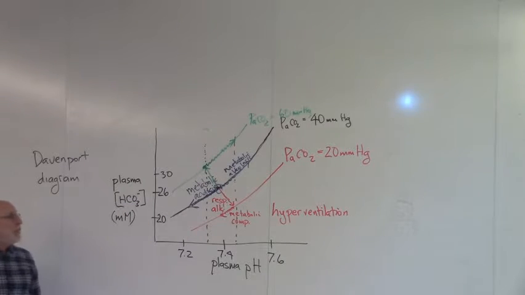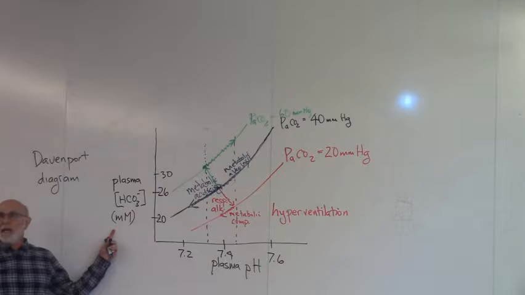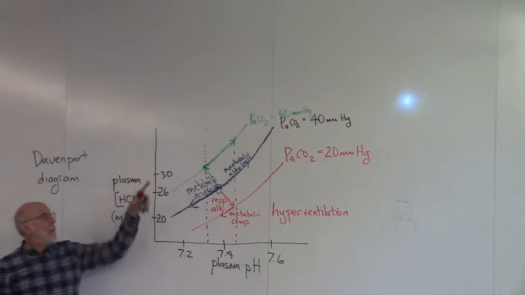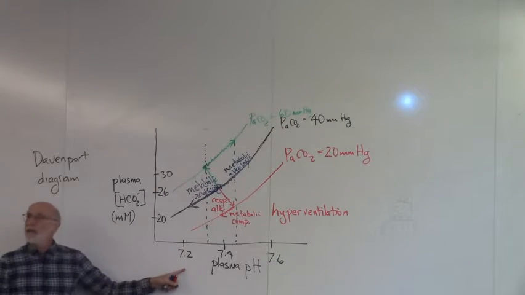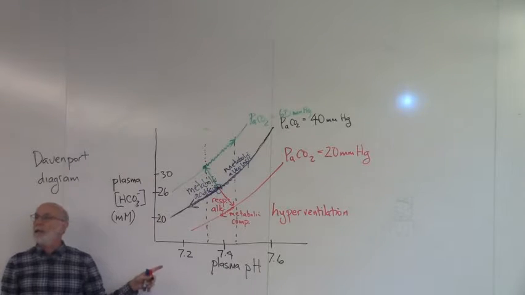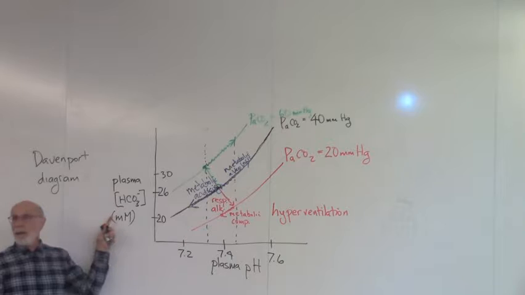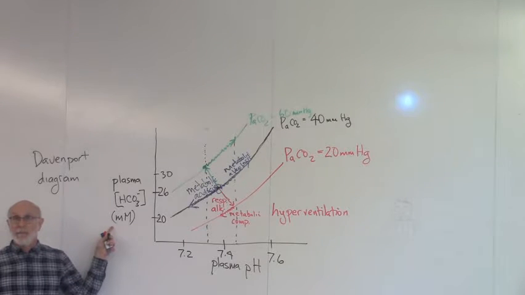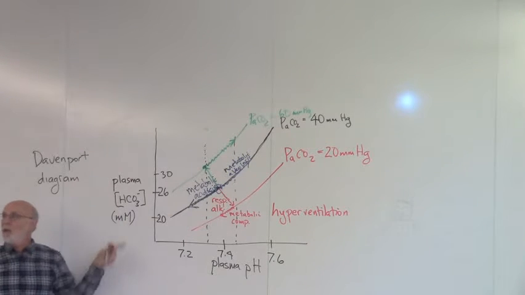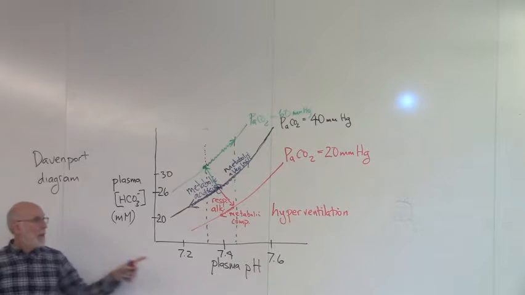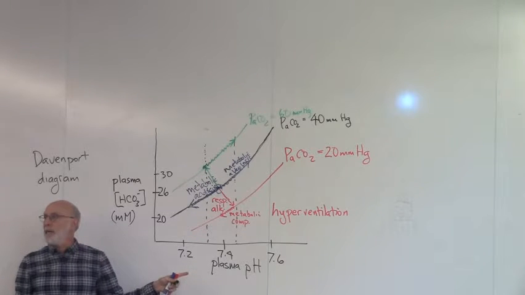The body doesn't really care about the bicarbonate concentration. We can go up that high. The control point is set as pH, not bicarbonate concentration. The body can tolerate a wide range of bicarbonate concentrations, but it cannot tolerate a wide range of pH.